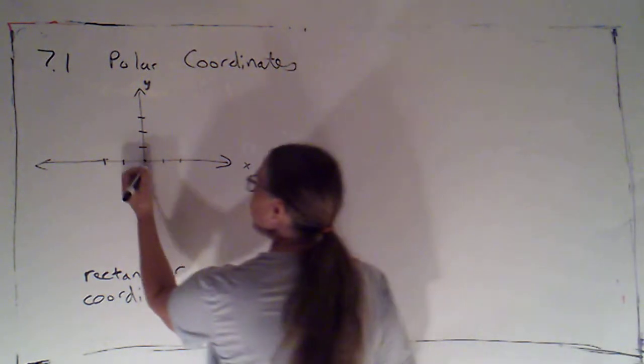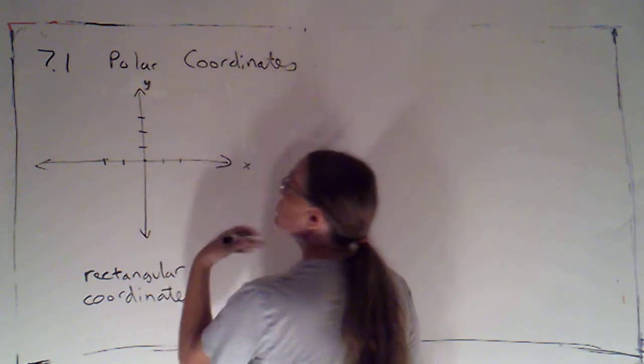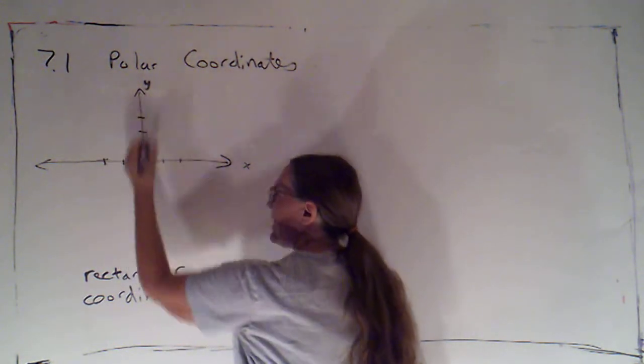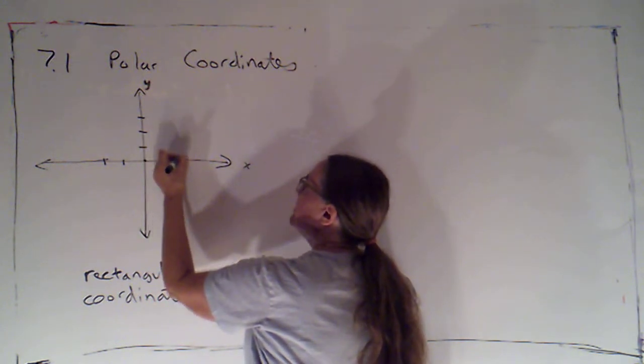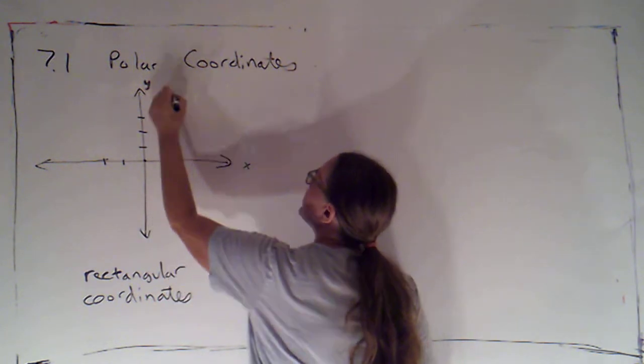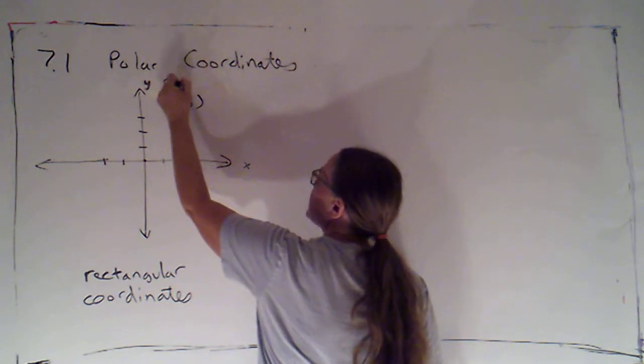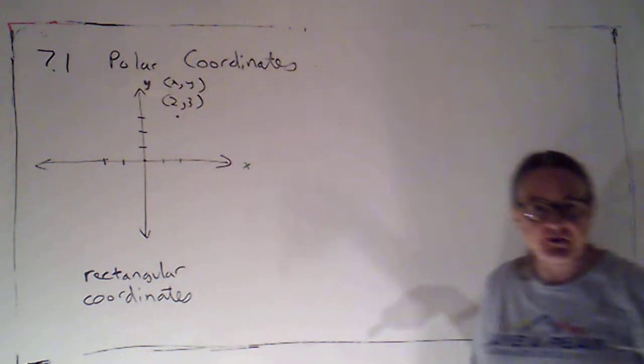So that, for example, if I wanted to plot the point (2, 3), I would start at the origin, which is where the x and y axis meet, over 2, up 3. So that gives me the point (2, 3), and you'll notice that's an x value followed by a y value.